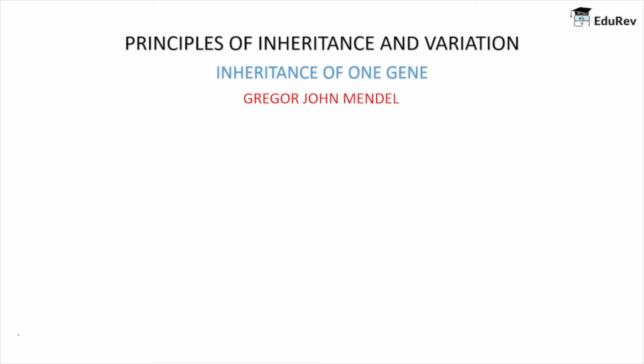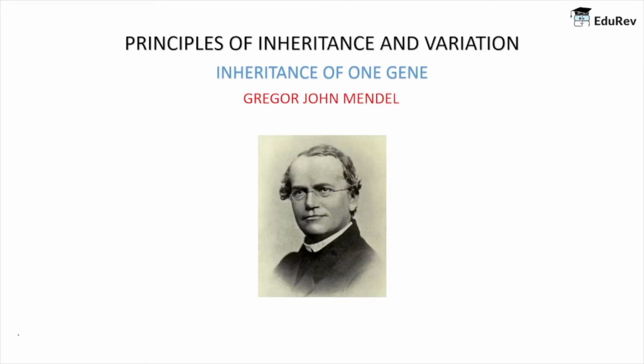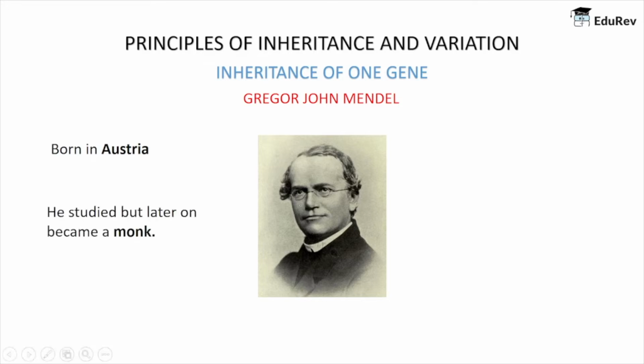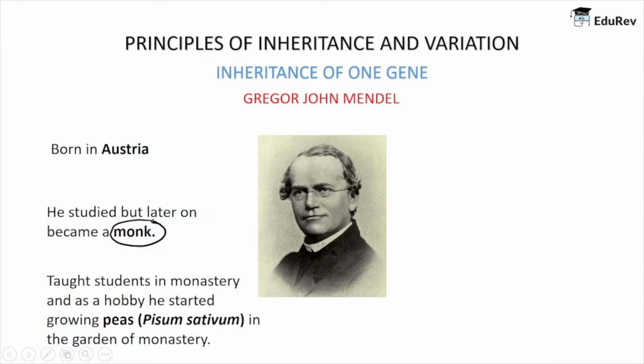Let me tell you a story about Gregor John Mendel. He is the person because of whom we are studying this topic. Gregor John Mendel was born in Austria and he was very intelligent in his studies. But he did not like the pattern of society, so instead he became a monk in a monastery. In the monastery, he taught students various subjects, and because he had nothing to do apart from teaching, he started growing garden peas, whose botanical name is Pisum sativum, in the garden of his monastery.